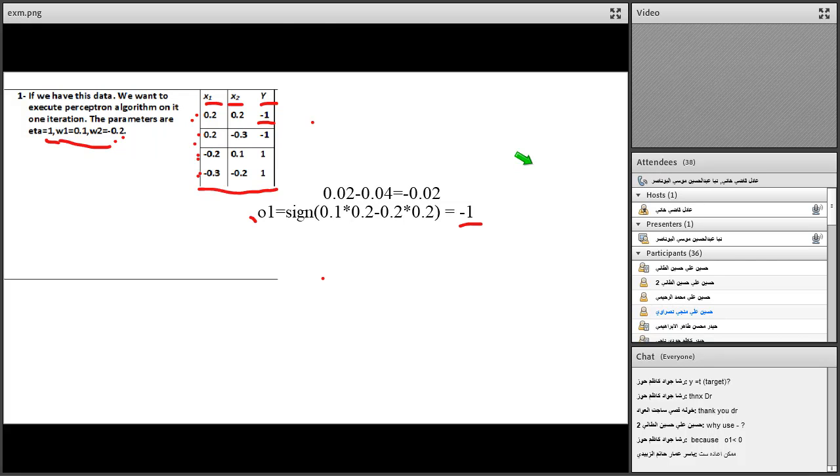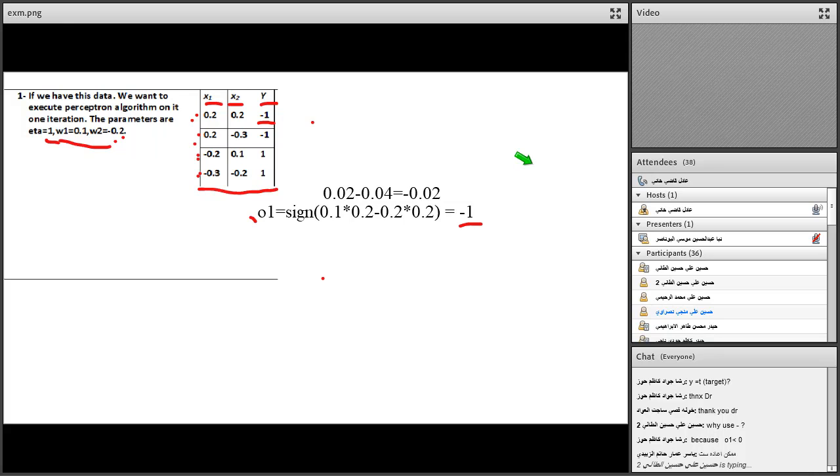Sorry doctor, some students ask if you can repeat the example again. Yes, from the beginning, for the first data. Okay.